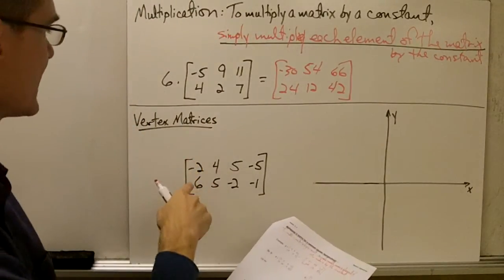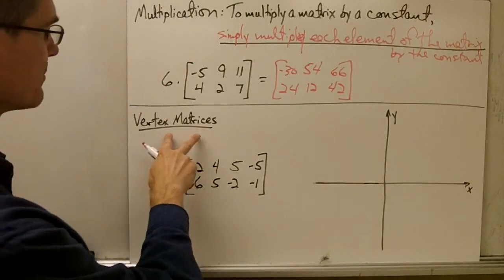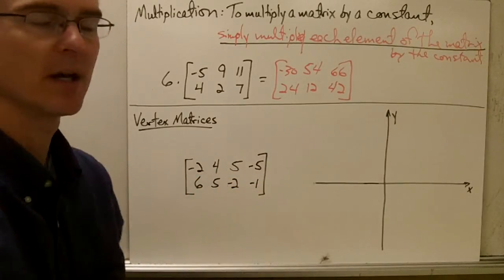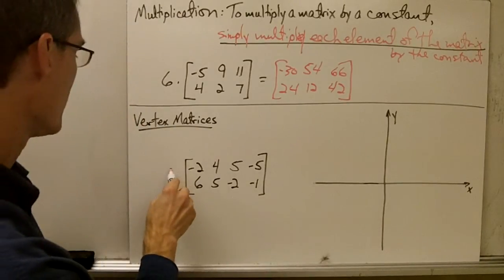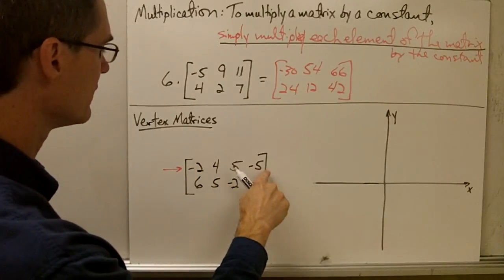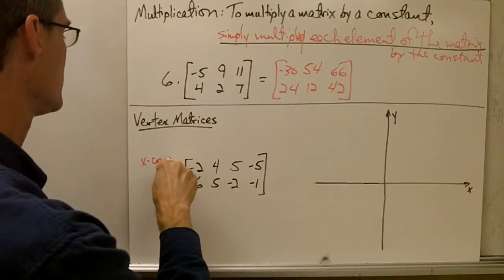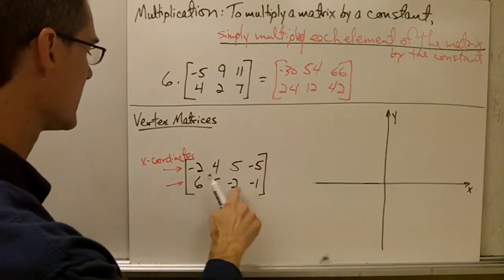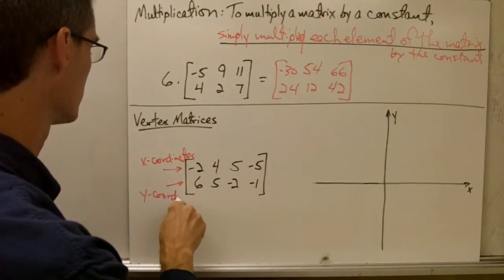So I'm going to go on down to this last section in this video, which is on vertex matrices. Now, vertex matrices just means that we have a matrix and the information in the matrix corresponds to vertices or vertexes. And the way that works is, for a vertex matrix, each one of the values in the first row is an x-coordinate. So all of these are x-coordinates. And all of these in this second row, all these elements are y-coordinates.